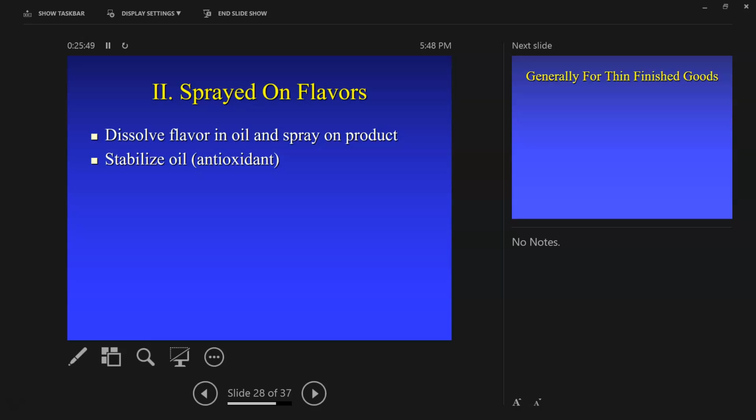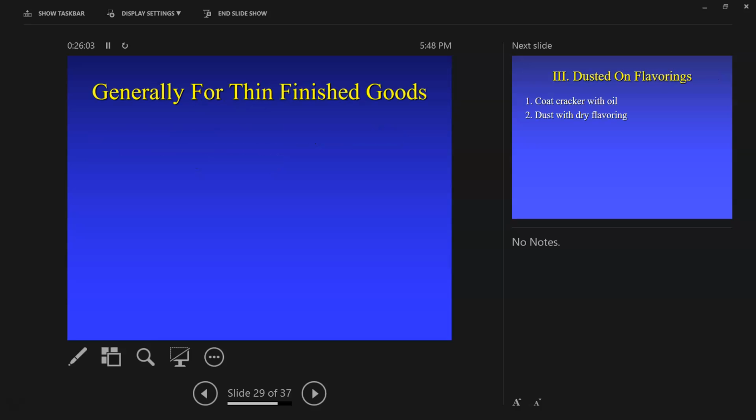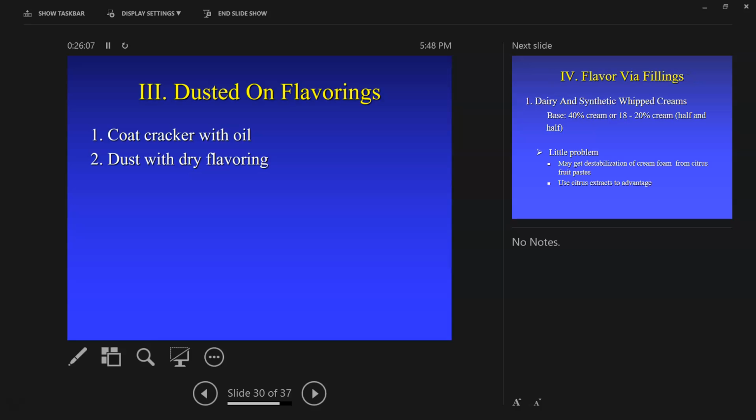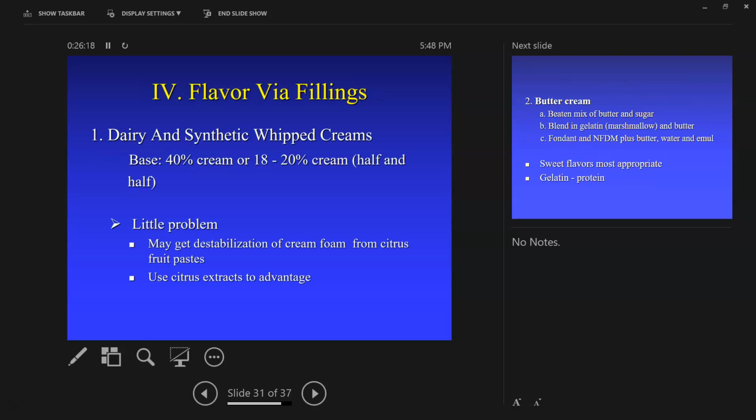Can you put it in oil? Can you add some of the components you want by a spray? Typically, you put flavor into an oil, you spray the oil on the product, but there must be an antioxidant in that oil so that the flavor doesn't deteriorate. Especially good for thin finished goods. Dusted on flavors: coat a cracker with oil, dust on a dry flavoring. So either liquid spray or a dry powder encapsulated spray.